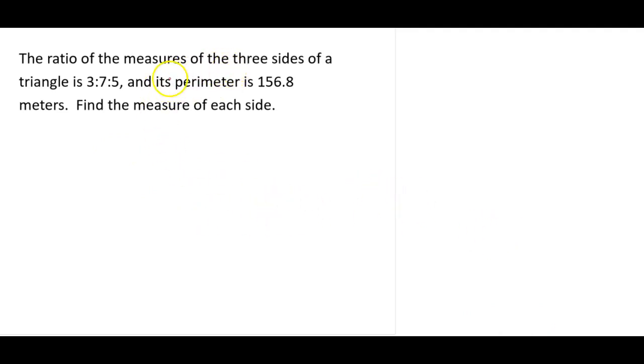Now this one, the ratio of the measures of 3 sides of a triangle is 3 to 7 to 5, and its perimeter is 156.8 meters. Find the measure of each side. So remember, the sides have a ratio of this. So we're going to say 3x plus 7x plus 5x. When I add these sides up, and I take the original side by finding what we reduced by, that should be 156.8. So when I combine these, 15x equals 156.8.